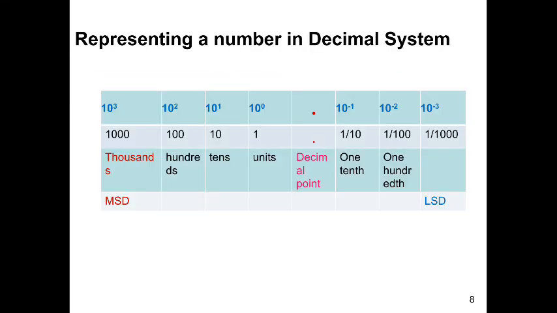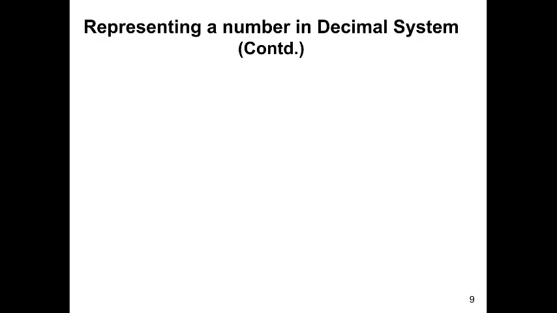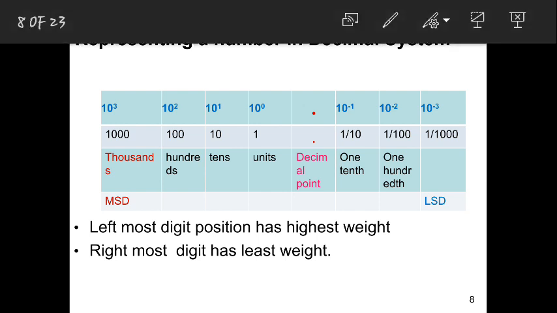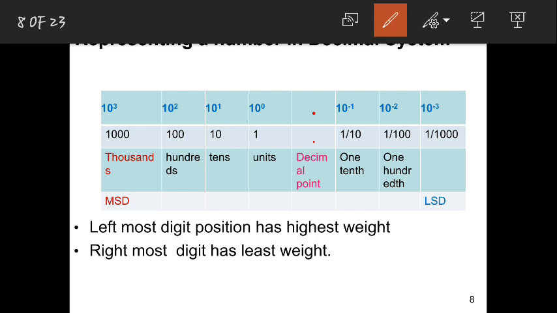Next we will see representing a number in the decimal system. This is nothing but what we just discussed: the leftmost digit position has the highest weight, obviously, whereas the rightmost will have the least weight. Why is that? Because from the decimal point, if you take a fraction value and move to the right, it keeps on decreasing by 10 times. So definitely it keeps on decreasing, and whatever the least value is will be the least weight in this position.